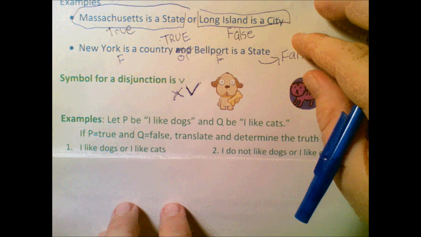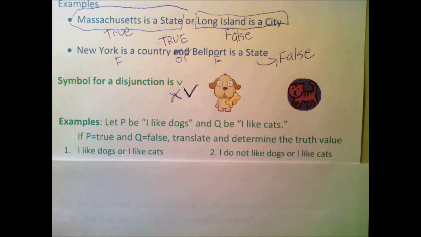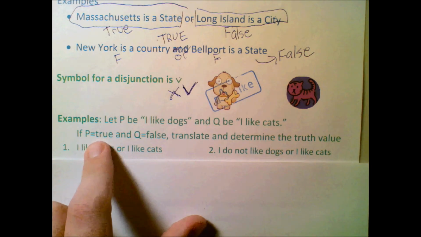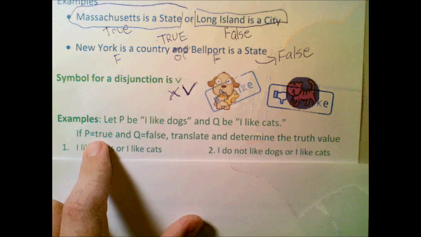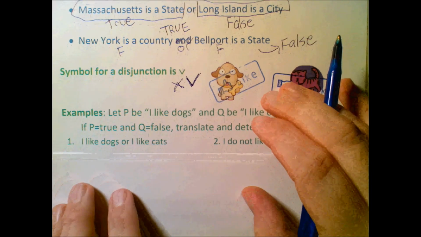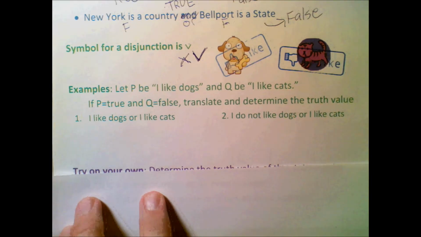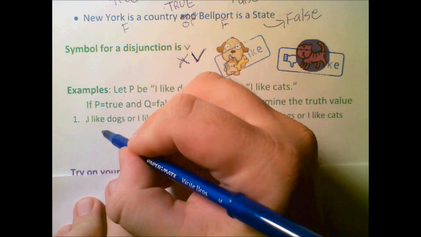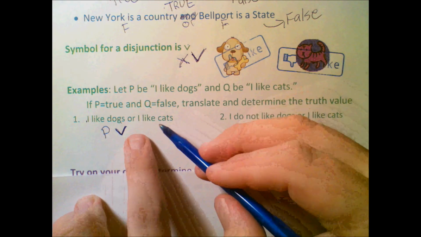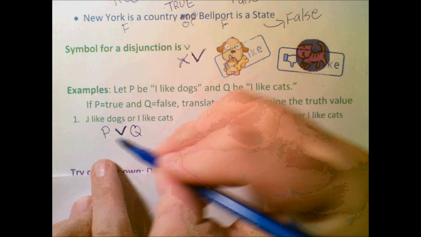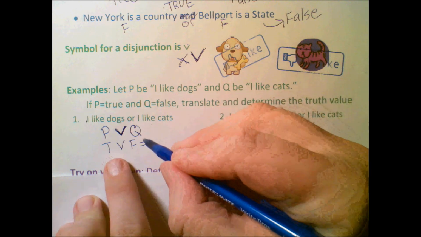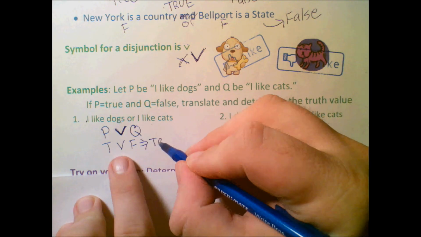Let P be I like dogs and Q be I like cats. Now, this is the same thing as yesterday. Remember, I like dogs. That's a true statement. And the cats, I don't like. So we'll mark that false. Now, we have to translate and determine the truth value. So, I like dogs or I like cats. Remember, I like dogs is P. The or is the V, the upside down and. I like cats is Q. Now, P is true. Q is false. Therefore, this whole thing is going to be true because we have the or statement.